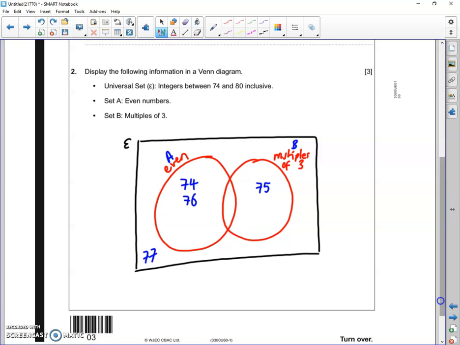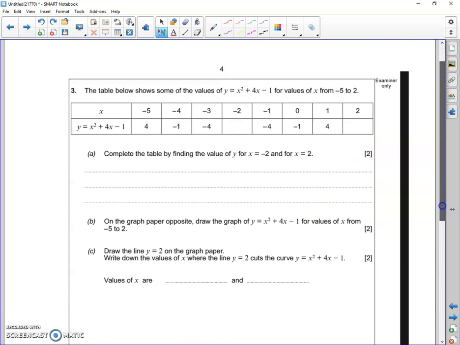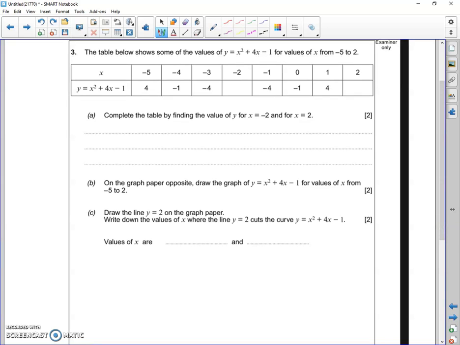78 is even, and it's a multiple of 3, so 78 goes in the middle. 79 is neither, so somewhere on the outside. And 80 is even, but it's not a multiple of 3. Make sure it's in a rectangle, otherwise you will lose a mark. Can't really have 77, 79 floating anywhere on the page. They've got to be contained in this box, which represents all the numbers 74 to 80. Okay, question 2 done.